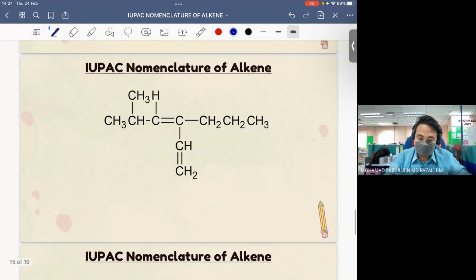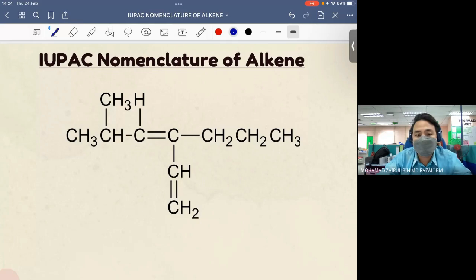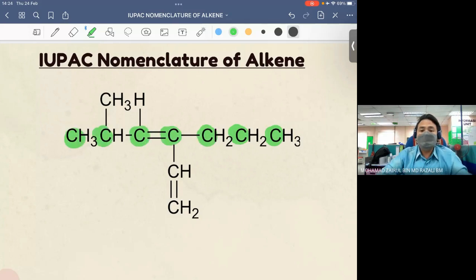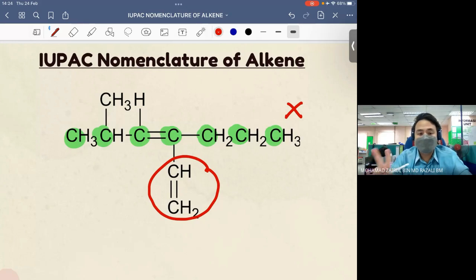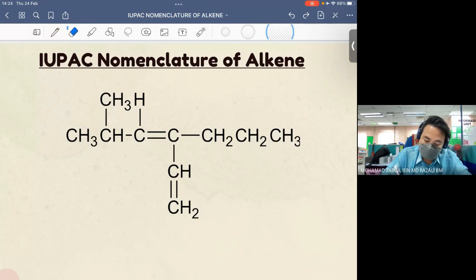So yang ini. Okay. So awak nak cari longest continuous chain, kalau ada compound itu ada 2 double bond, longest continuous chain awak tu kena ada 2 double bond juga. So kalau awak ambil ni sebagai 1, 2, 3, 4, 5, 6, 7 ini sebagai awak punya parent, okay, kalau awak ambil ni sebagai awak punya parent ni salah tau. Sebab apa? Sebab awak ada tertinggal lagi satu carbon double bond carbon. So kalau ada 2 double bond carbon ataupun 3, parent chain awak tu mesti kena includekan semua sekali. Okay. So longest continuous chain dia adalah, kalau awak tengok dia adalah 1, 2, 3, 4, 5, 6.